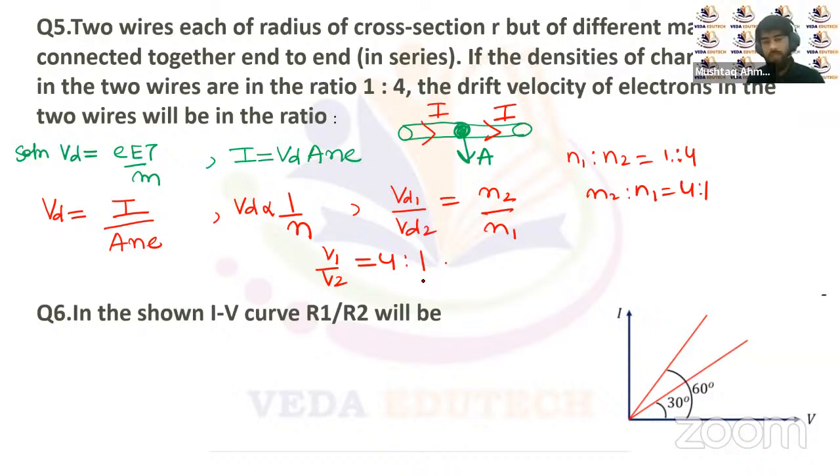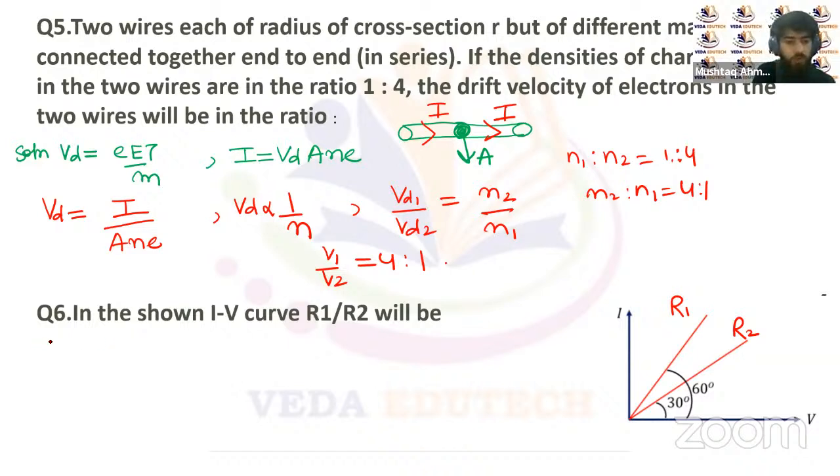Now let's talk about question number 6. In this question, we have been given a current versus voltage graph, and we have been asked to find the ratio R1 to R2. We have two curves for the two conductors. Let's suppose for conductor 1 the resistance is R1, and for conductor 2 the resistance is R2. For these two conductors, we have to calculate the ratio between the resistances R1 and R2.